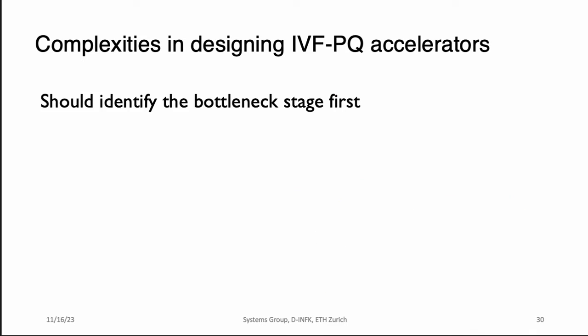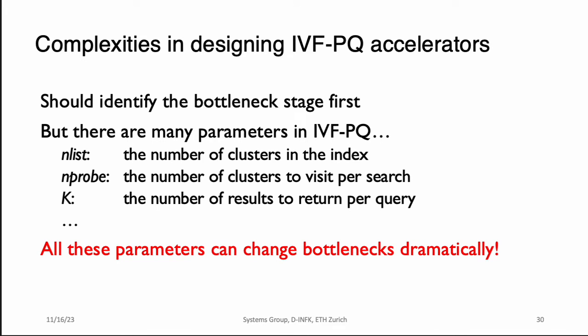So you may ask, why not just run some profiling first? We identify the bottleneck stage first, so we can optimize the bottleneck stage as much as possible. Well, it turns out that there are many parameters in the IVF-PQ algorithm, and all these parameters can change the bottlenecks dramatically. For example, we have the number of clusters in the index. We can determine the number of clusters to search per query, and also the k nearest neighbors to return.